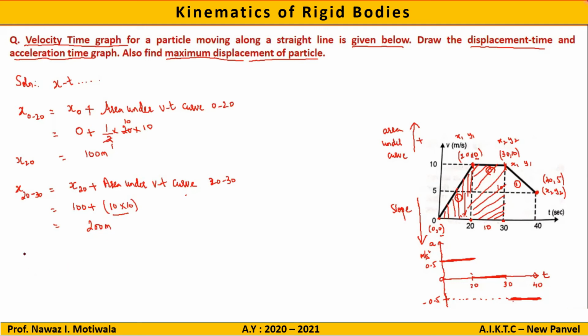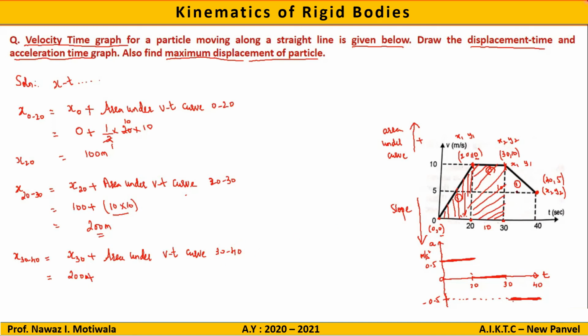Now the third part. Third part is displacement from 30 to 40. So what will be added first? x30 will be added first. That means this 200 meters will be added first, plus area under the VT curve between 30 to 40. So x30 already we have found out, till 30th second the displacement was 200 meters, plus area under the VT curve between 30 to 40.